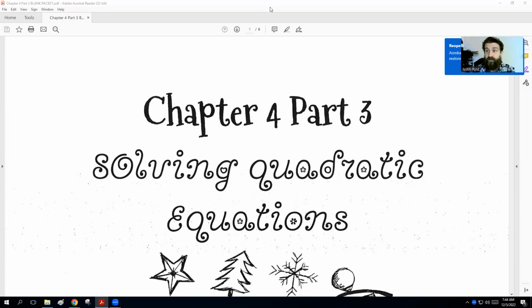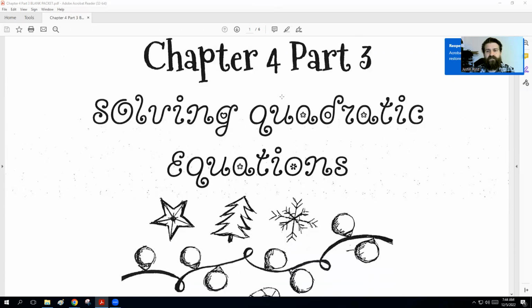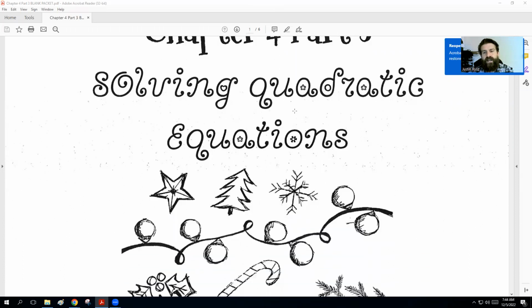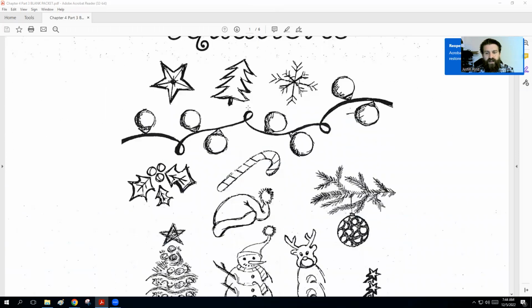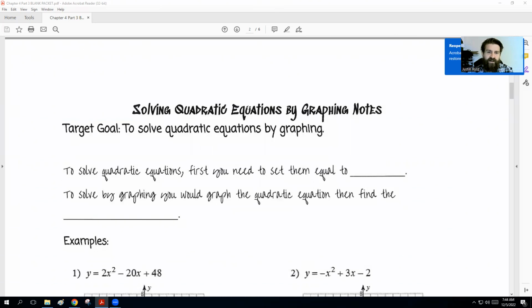So chapter 4 is a pretty big chapter. But this third part, we're going to focus specifically on solving quadratic equations. Now we've already gone over one way to solve a quadratic equation, and that's by factoring. But what we're going to do is look at a couple other ways. And the first way that we're going to look at in this section is to solve by graphing.